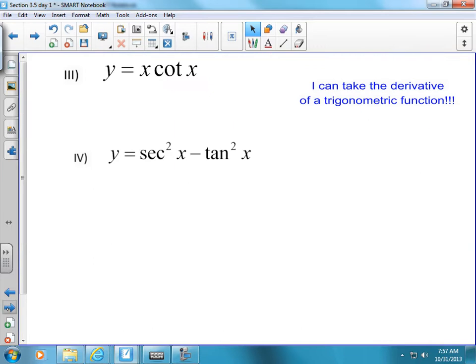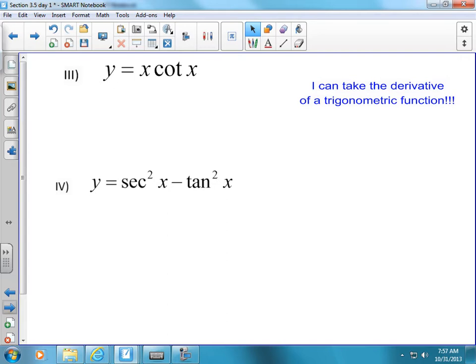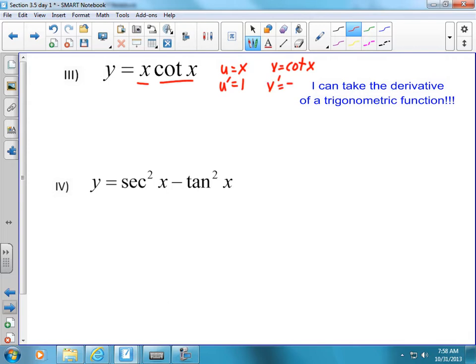All right, couple more examples. The derivative of x times cotangent. Again, two functions. Function times a function. Let u be x and u prime be 1. Let v be cotangent and v prime be negative cosecant squared.